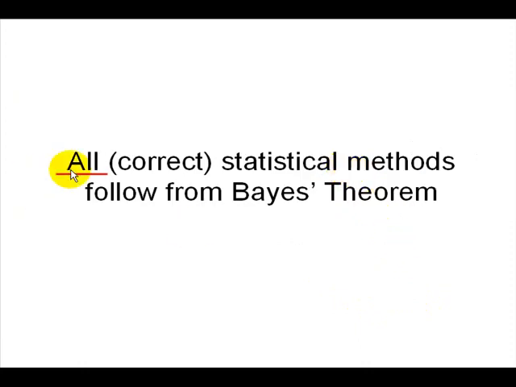So the claim is that all correct statistical methods follow from the application of this. This is a learning theory also. You don't have data, you have prior assumptions, you collect data, and you update your prior assignments of probability according to that rule, so that you learn something. This is the way we learn. Well, and that's about it. Okay.